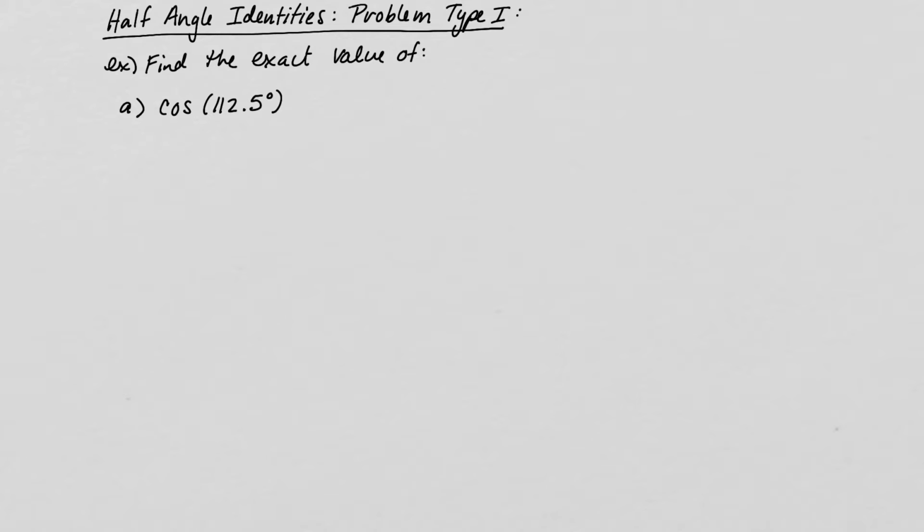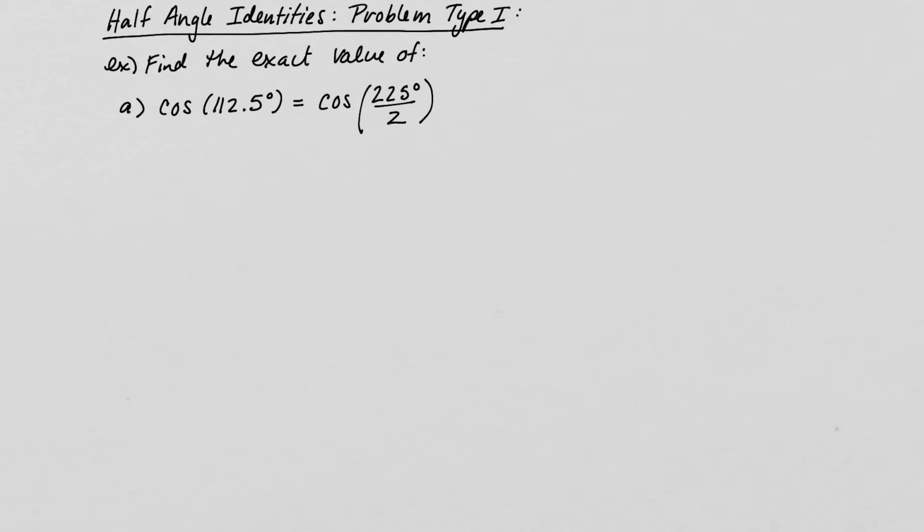The first thing that's important to do in these problems is to realize 112.5 is not something that's on the unit circle. But if I were to double 112.5, it would actually be 225, and 225 is on the unit circle. So this happens to be the same as finding the cosine of 225 degrees divided by 2. And that is what allows us to use the half angle identity.